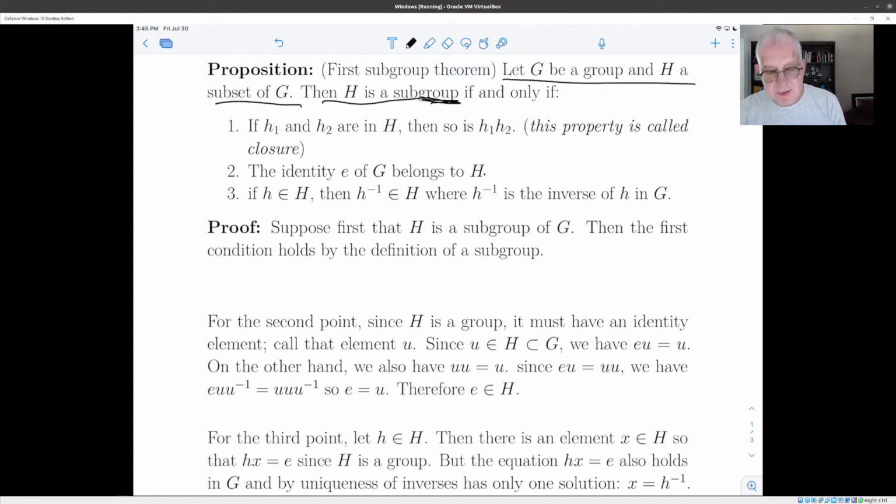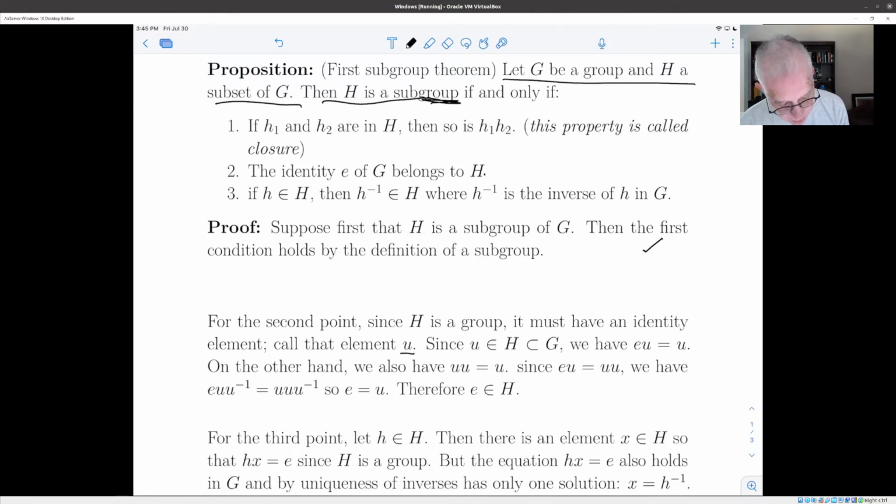The first property holds more or less by the definition of a subgroup. Remember that the operation on a subgroup is the same as the operation on G, but just using elements of H. And so the first condition holds directly from the definition of a subgroup. To see that the identity element of G belongs to H, well, we know that H is a group, so it has to have an identity element. We don't know what that identity element is, but we can call it u.